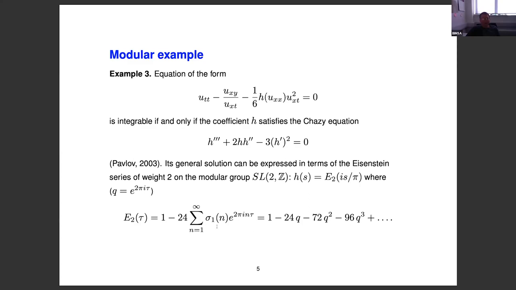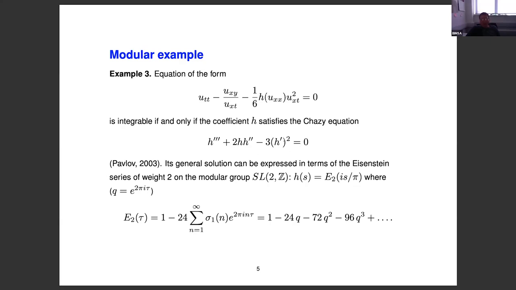If you remember from the previous talk, this is the Eisenstein series. Sigma 1 of n is the divisor function. It's the sum of divisors of n, counting 1 and n itself as divisors. So this is the Eisenstein series, and you have to scale its argument. Instead of tau, you substitute i t over pi. And this gives you a real valued solution to the Chazy equation, right?